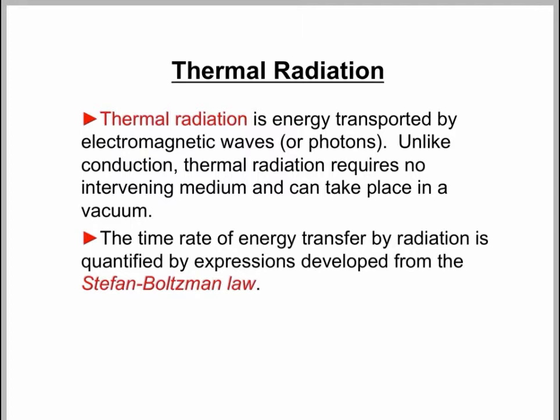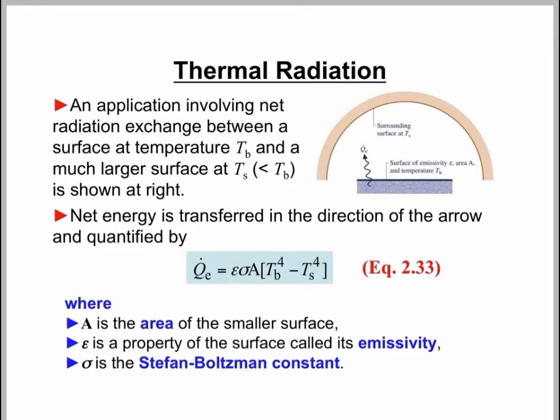With radiation, it deals with electromagnetic wave propagation. Therefore, it can occur even within a vacuum. It does not require intermediate materials. And the quantity of heat leaving, let's say, a hot surface, as shown in this figure, going to a cooler surface that might be this hemispheric dome, would be the temperature of the hot body to the fourth power less the temperature of the cold body to the fourth power.